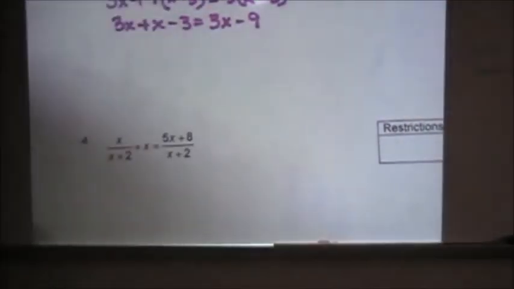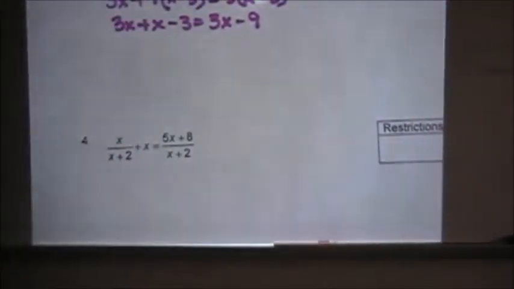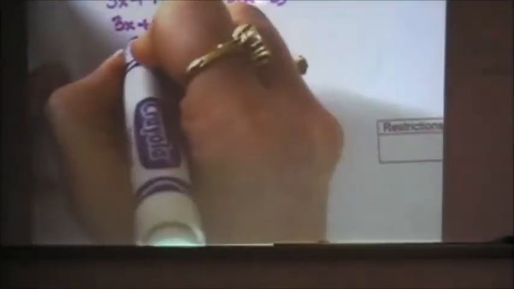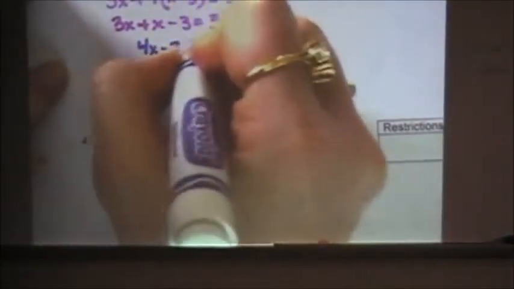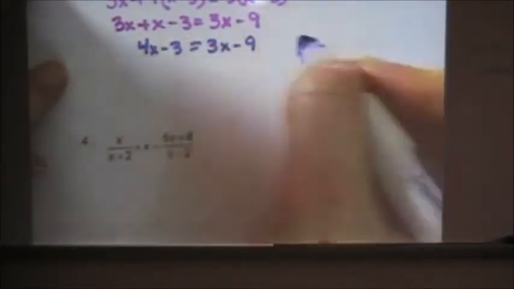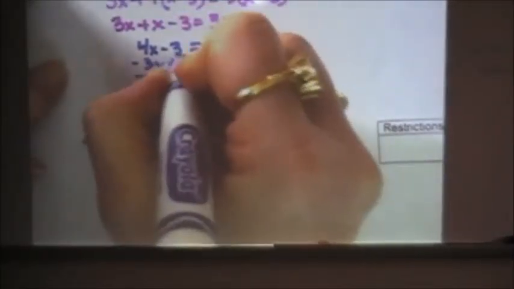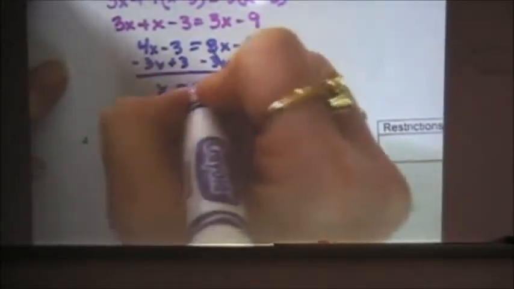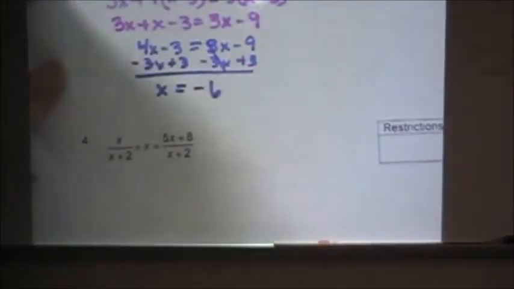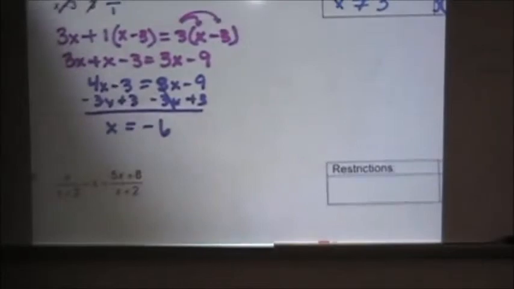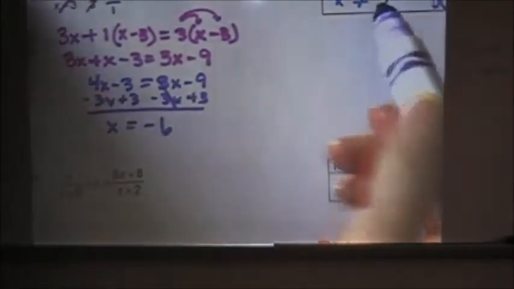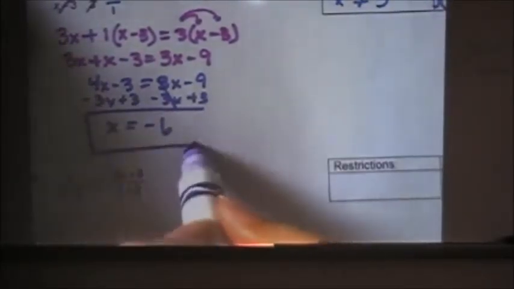And now it's just a simple equation to solve. Let's go ahead and combine like terms. On the left side, I've got 3x plus x, so I really have 4x minus 3 equals 3x minus 9. I'm going to subtract 3x from both sides. Add 3. So I get x equals negative 6. You've got to check that against your restriction. Well, x can't be 3, but it can be negative 6, so that is my answer.